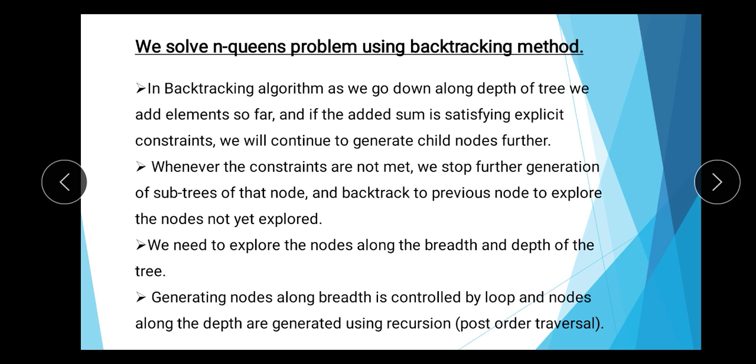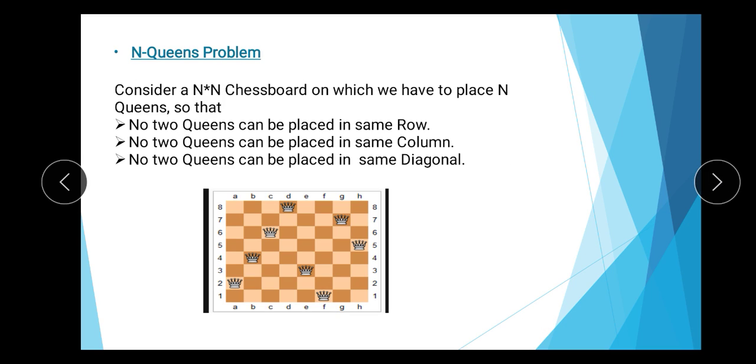We need to explore the nodes along the breadth and depth of a tree. Generating nodes along the breadth is controlled by a loop, and the nodes along the depth are generated using recursion, that is a post order traversal. This is the theory behind how we will solve the N Queen problem using the backtracking method. Now here we solve the N Queen problem.